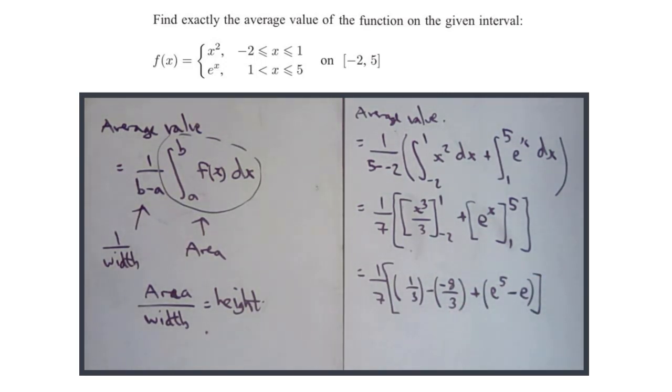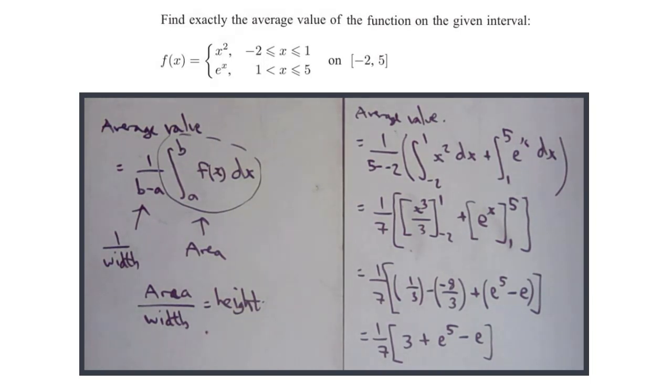Right, thinking about these fractions, the 1 over 7 we'll leave for a minute. 1/3 minus -8 over 3 is the same as 1/3 plus 8/3, which is 9/3, which is 3. So 3 plus e to the 5 minus e. And I'm tempted to leave the 1 over 7 out. Because we've been asked for the exact value, there's no need to put this into a calculator, and expanding this bracket is not going to make anything look any better. So I'm just going to leave that as so.